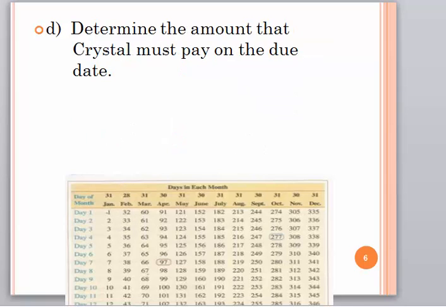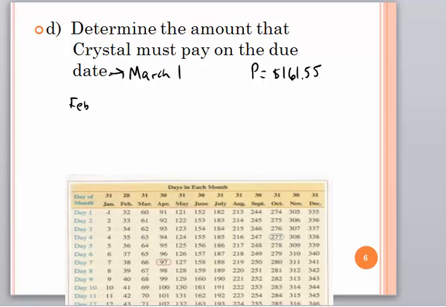The last question asks us to determine the amount that Crystal must pay on the due date. Remember, the due date of the loan is March 1st. So how much does she have to pay on March 1st? So we know that the principal at this point is $161.55. The first thing that we need to determine is how many days are there from her last partial payment, which was made on February 2nd, until the due date of the loan. So let's do that first.